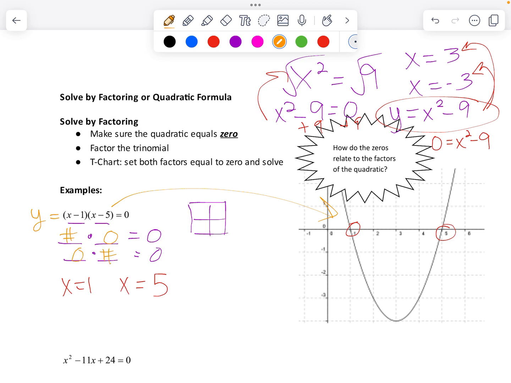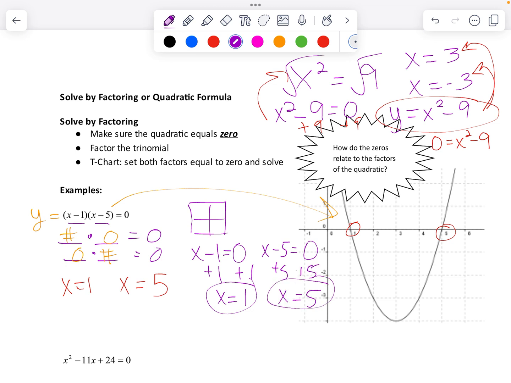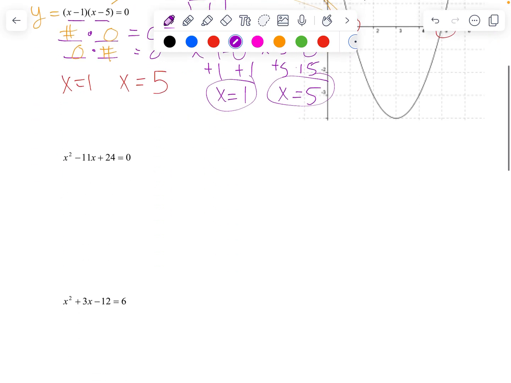So when we have two things that are multiplied together to equal 0, we figure out what makes each one 0. So what could make x minus 1 equal 0? What could make x minus 5 equal 0? Then if we just do a quick inverse operation, or you can almost think about it in these cases, we get our two answers, x equals 1 and x equals 5, or the x-intercepts of our graph. So let's take a look at this next one.